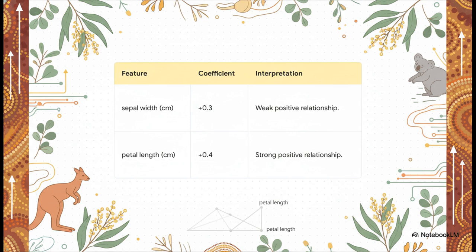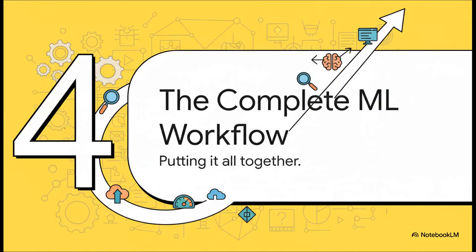And because we use a simple model like linear regression, we can actually peek under the hood and see what it learned. These coefficients tell us how much each feature influences the final prediction, and it looks like the model decided that petal length has a really strong positive relationship with sepal length. Pretty cool, right? So, we've made it through our 3-day bootcamp.